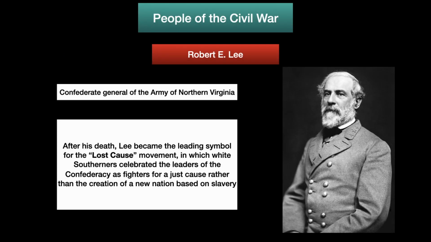Next, we have Robert E. Lee. He's a Confederate general, and a lot of people don't know, but the way that the military was broken up was more by regiments and individual armies by their location. So he is the Confederate general of the Army of Northern Virginia. After his death, Lee became the leading symbol for the Lost Cause movement, in which white Southerners celebrated the leaders of the Confederacy as fighters for a just cause rather than the creation of a new nation based on slavery.